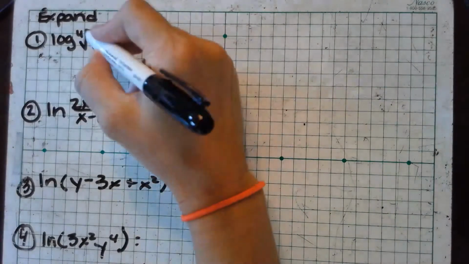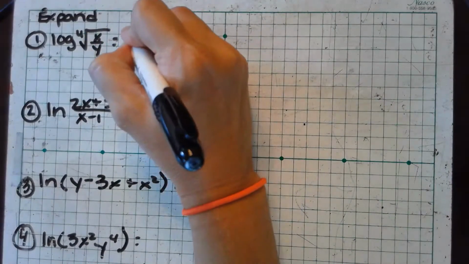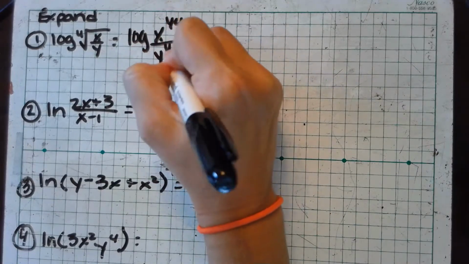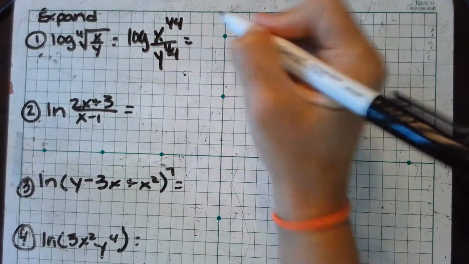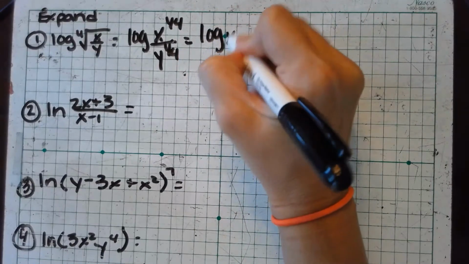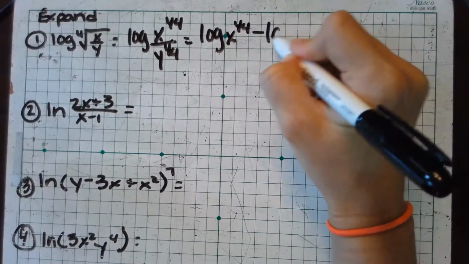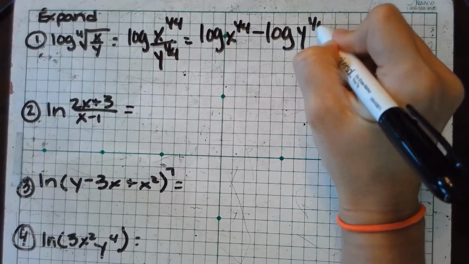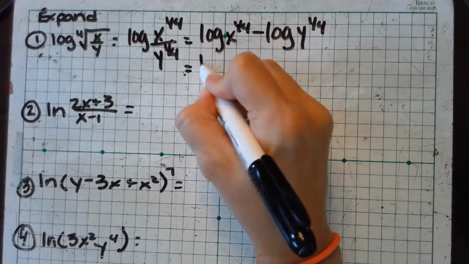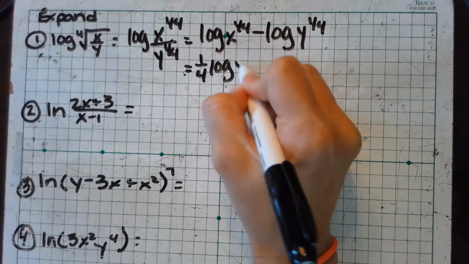Okay, for this, remember, we need to change this to rational exponents. So x to the 1/4 over y to the 1/4. All right, and then remember here's division. So what goes with division? Subtraction, good. And then I noticed, wait a minute, I have powers here. The powers can go out in front.